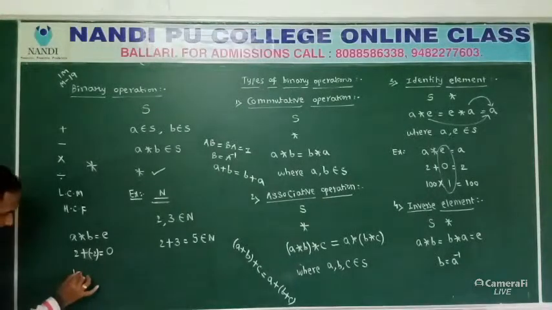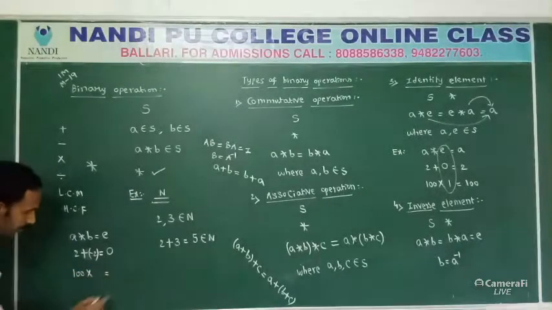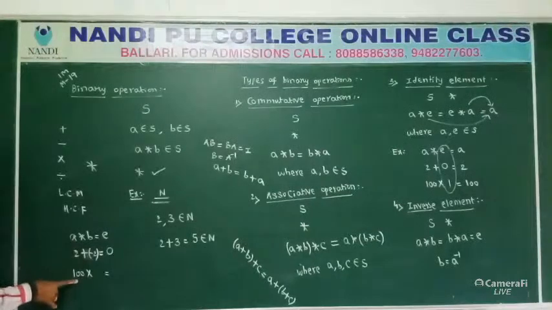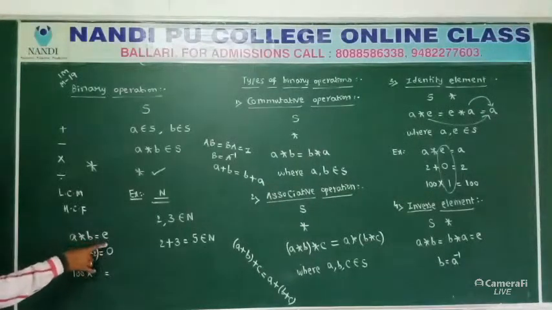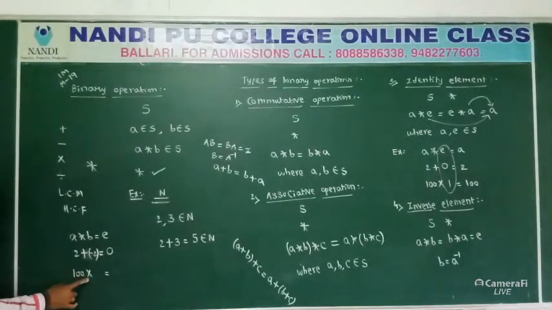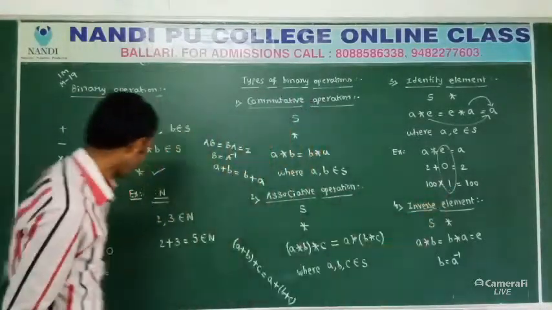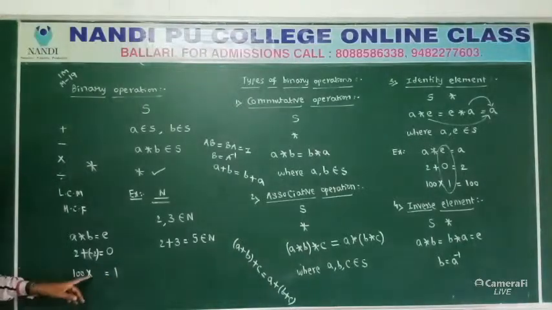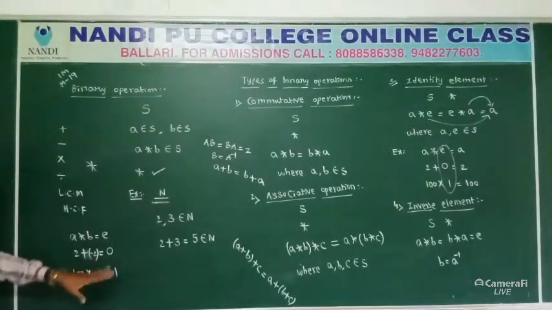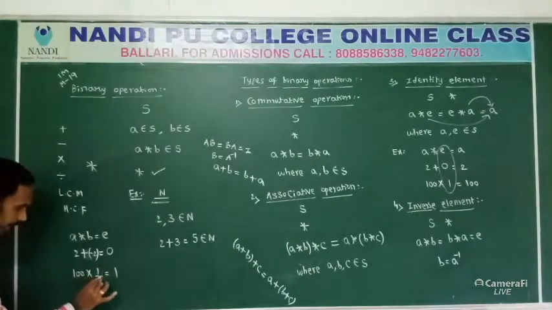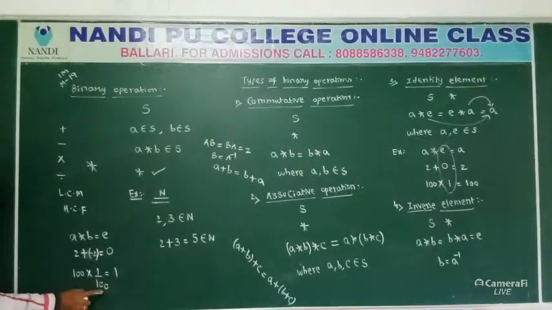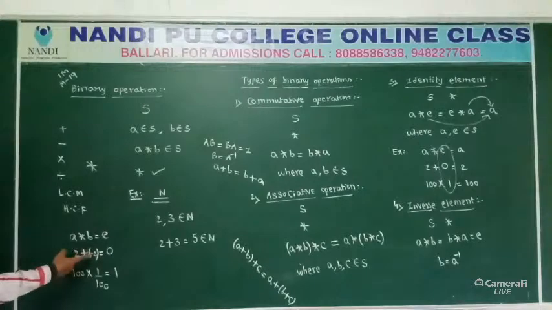Right, take 100. Under multiplication, the identity element is 1. So 1. By multiplying by what will you get 1 only? 1 by 100. So 1 by 100 is called the multiplicative inverse of 100. Minus 2 is called the additive inverse of 2. 1 by 100 is the multiplicative inverse of 100.